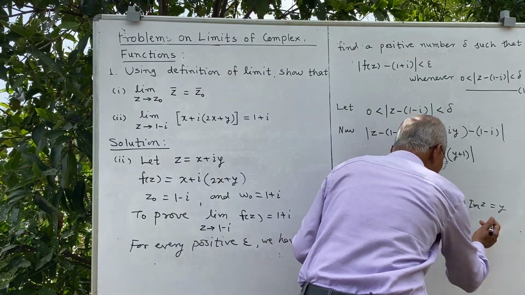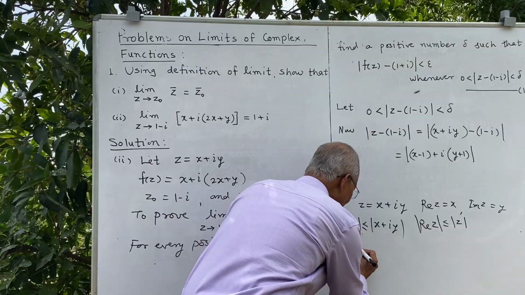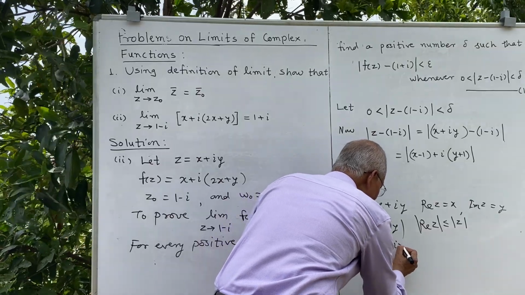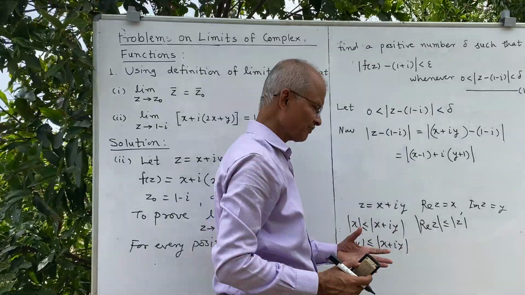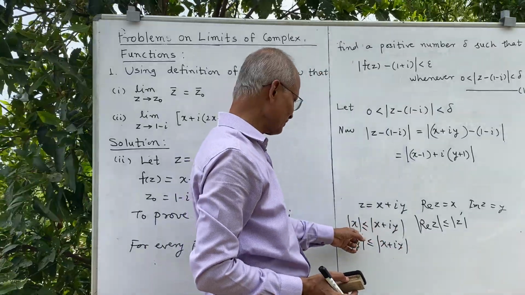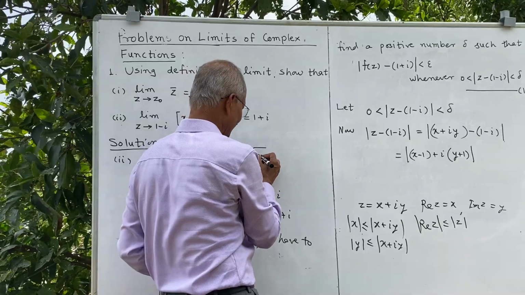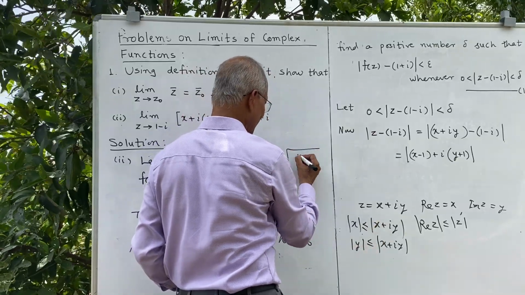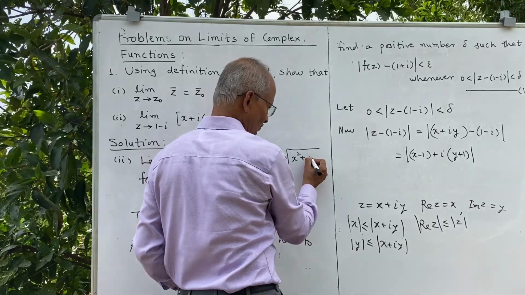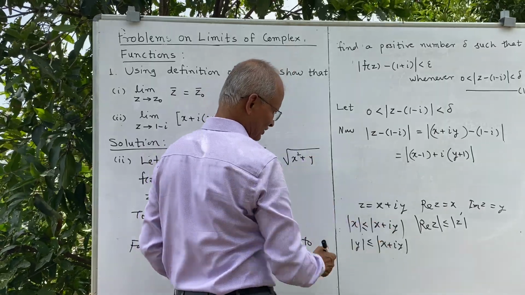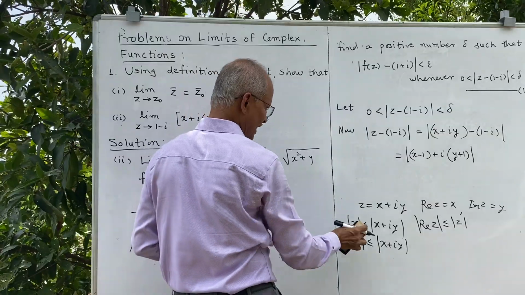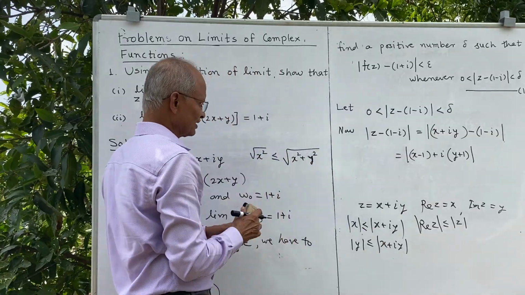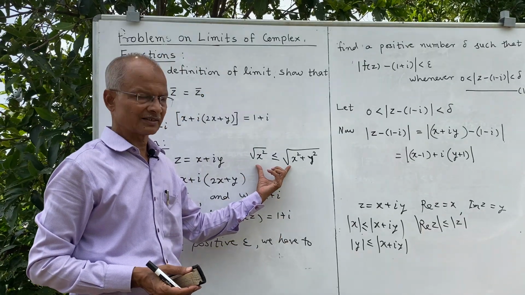Similarly, mod of y is less than or equal to the absolute value of y, which is less than or equal to the absolute value of x plus i y. This is obvious because the absolute value of x is root of x square, and the absolute value of x plus i y is under root of x square plus y square, not i into y whole square but only y square by definition, and the inequality between these is less than or equal to.